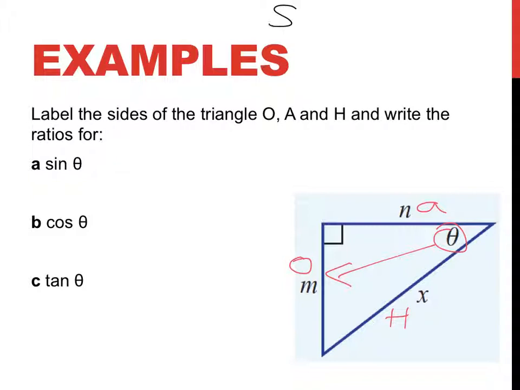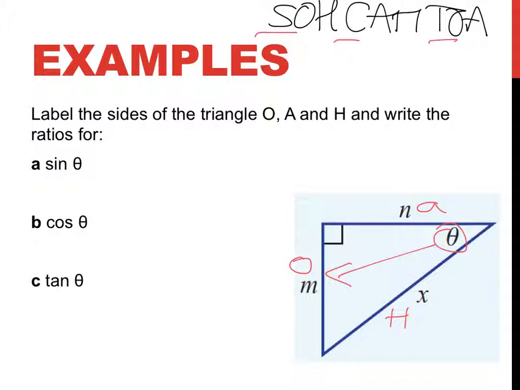So the first thing I write on my page is SOH CAH TOA. These are my three ratios: sine, cosine, tangent. So write the sine of theta. Sine is my opposite over my hypotenuse, so it's going to be m over the hypotenuse, which is x. Cosine is the adjacent over the hypotenuse, so a, n over x.